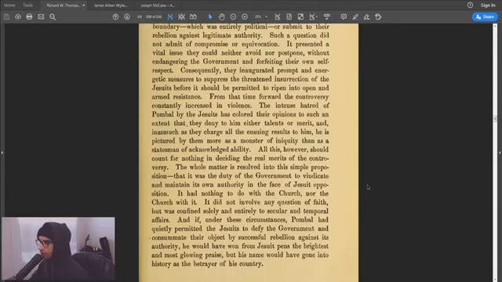And if under these circumstances Pombal had quietly permitted the Jesuits to defy the government and consummate their object by successful rebellion against its authority, he would have won from the Jesuit pens the brightest and most glowing praise, but his name would have gone into history as the betrayer of his country.